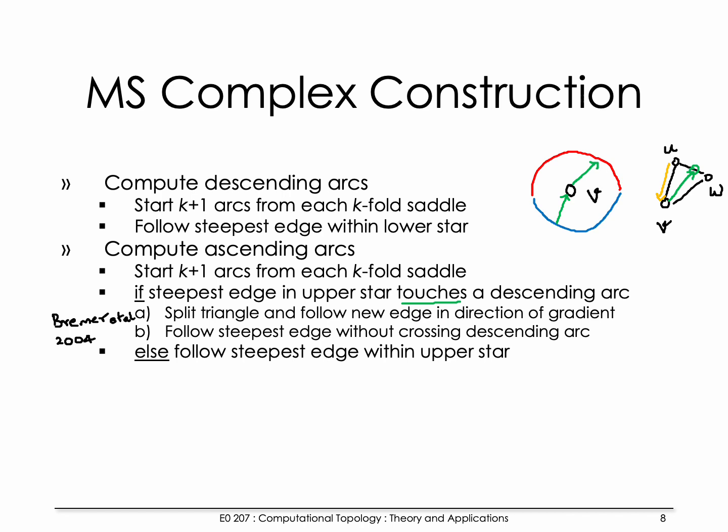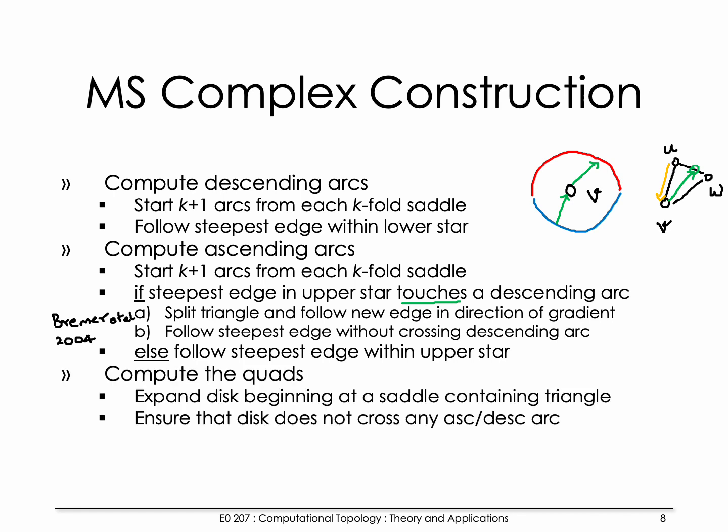Right. So with this, we have computed all the descending and the ascending arcs. So in essence, we have the combinatorial structure of the Morse-Smale complex. So we have already computed all the nodes and the arcs of the Morse-Smale complex. As a final step, if required, we can compute the two-dimensional cells as well. So essentially compute all the quads. And the way we do this is as follows.